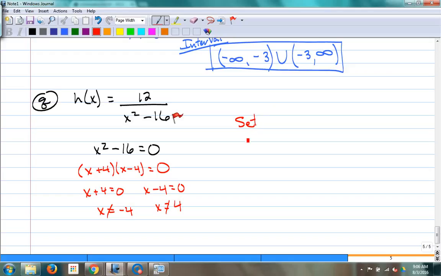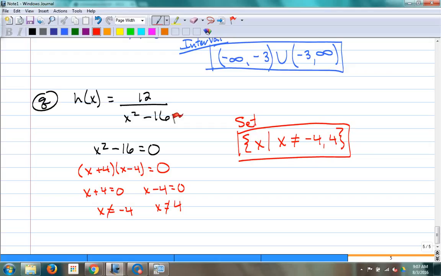In set notation, it's easier. That's easy to write. That's the set notation of that. These are basically the conditions of the thing. In interval notation, you've got to hop over the negative 4 and then hop over the positive 4, but you've got all the numbers that are between those two. So, interval.